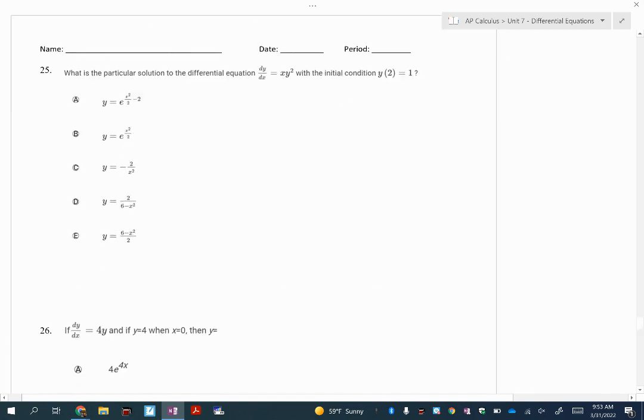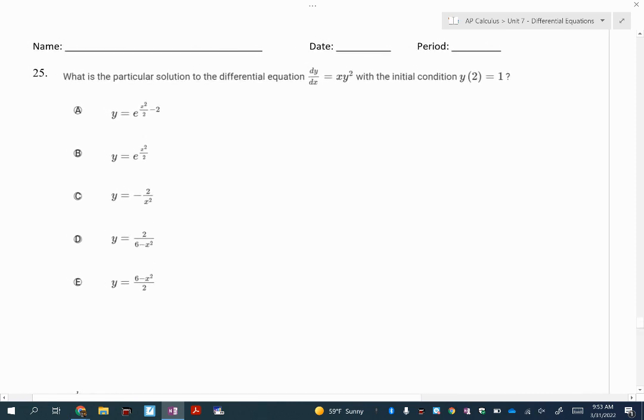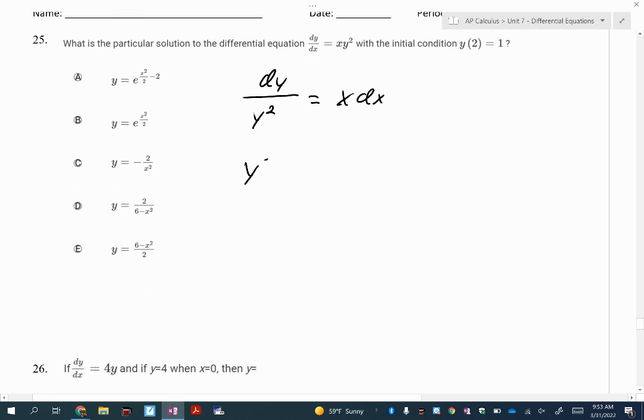All right, 25. Very similar problem here. We want to find a particular solution to this differential equation, so we're using separation of variables. Move the y squared over and move the dx over. So really that's going to be y to the negative second power dy equals x dx. Take the integral of these.